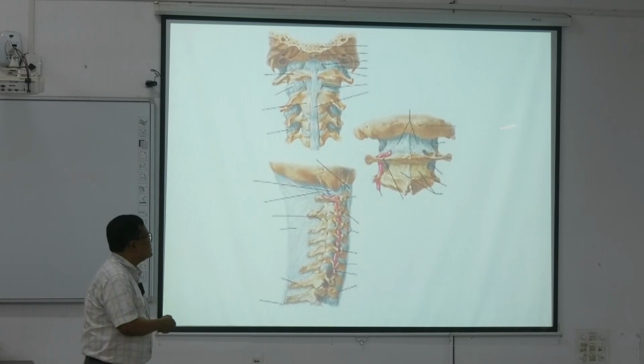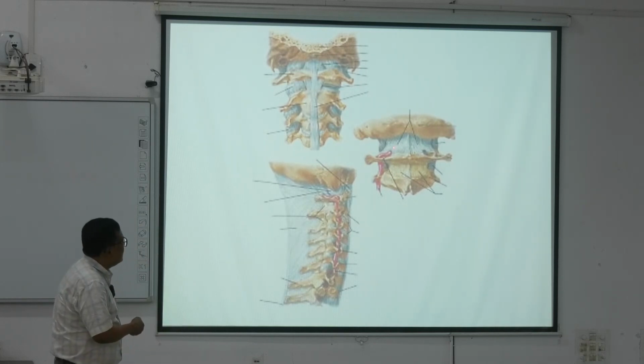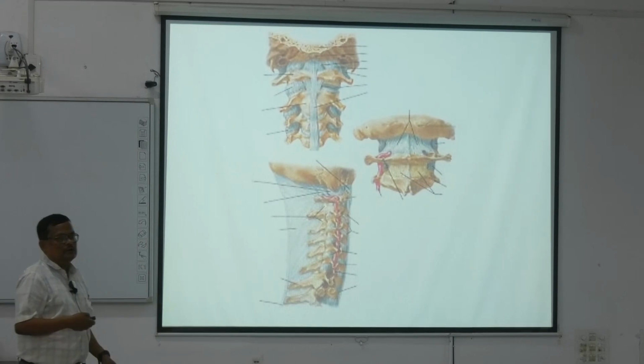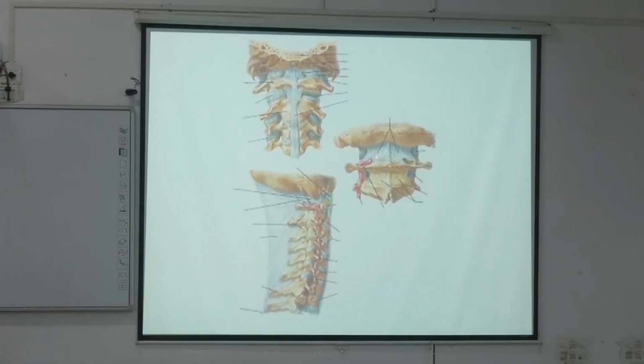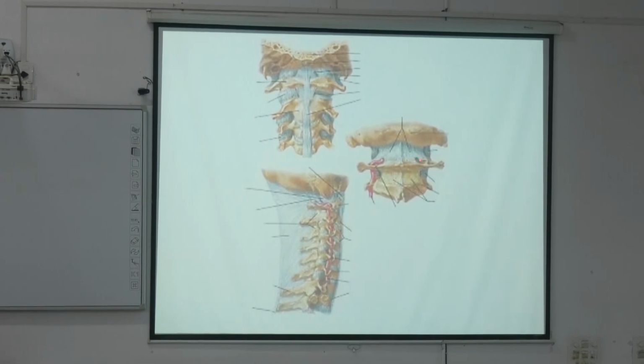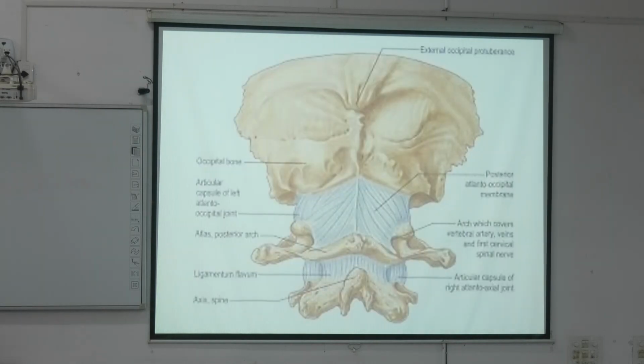And in this posterior atlanto-occipital membrane, as I said yesterday, in the inferolateral part there is a gap, so that the vertebral artery can go inside to the cranial cavity. Why is there a gap? The vertebral artery can go inside. Now you can clearly see the posterior atlanto-occipital membrane. This is the posterior atlanto-occipital membrane and there is a gap to give entrance to the vertebral artery.